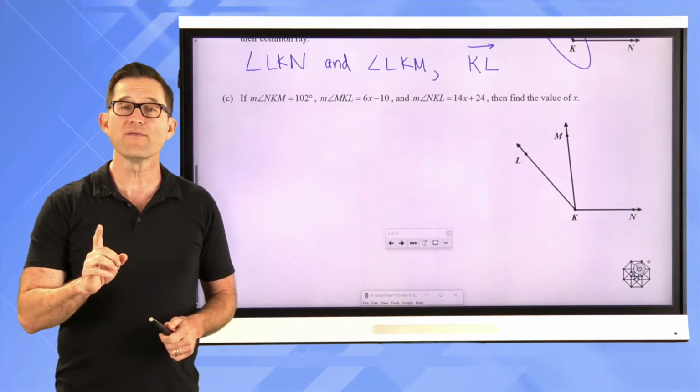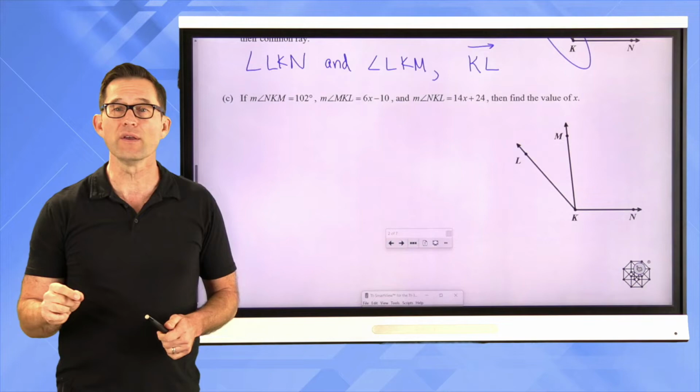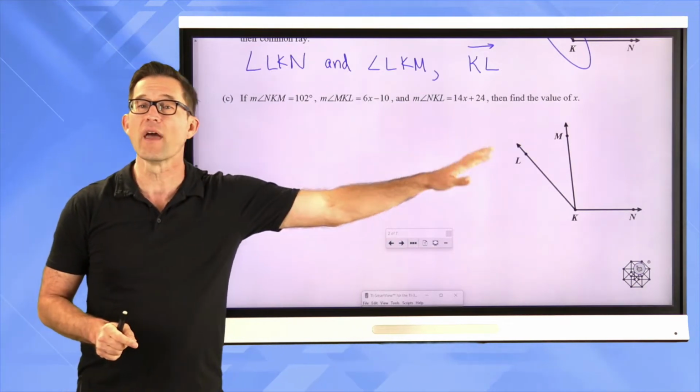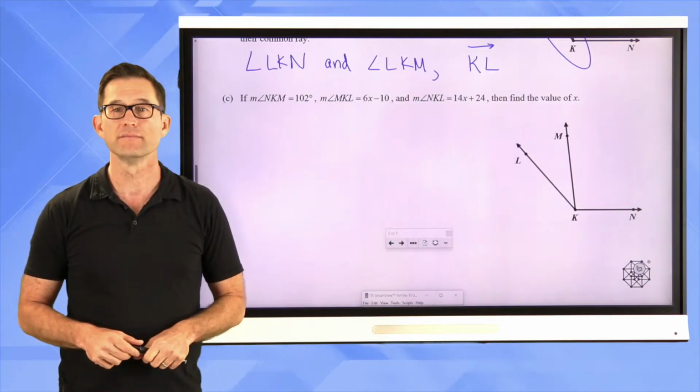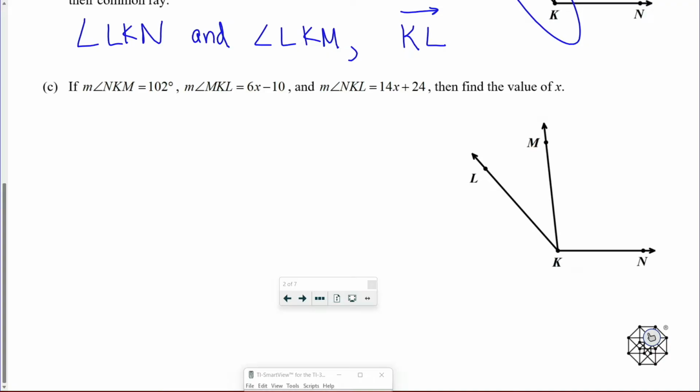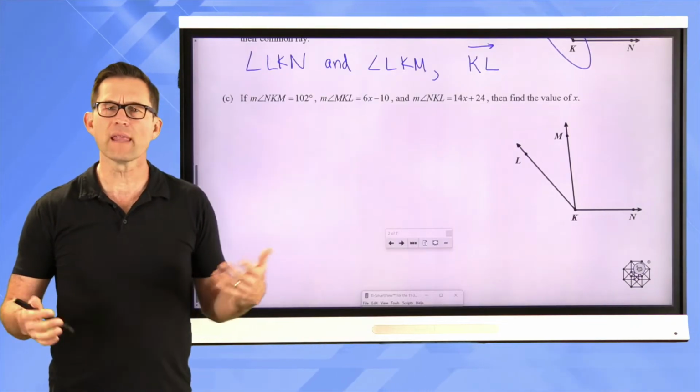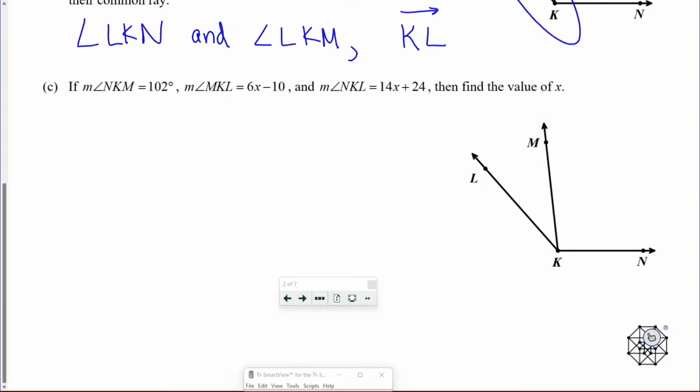So I'd like you to pause the video now and see if you can set up an equation based on all of this information and the diagram and your knowledge about how adjacent angles relate to one another. All right, well, let's label what we know, right? NKM, that's this angle right here, and that's 102. MKL, that's the angle right here, that's 6x minus 10. And NKL, that's this thing, that's 14x plus 24.